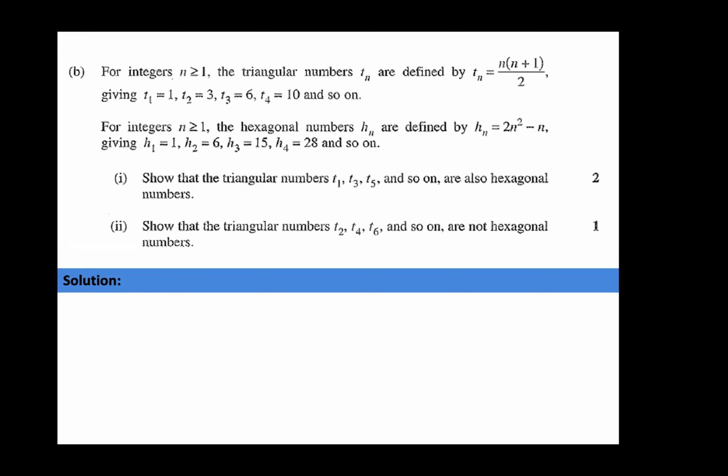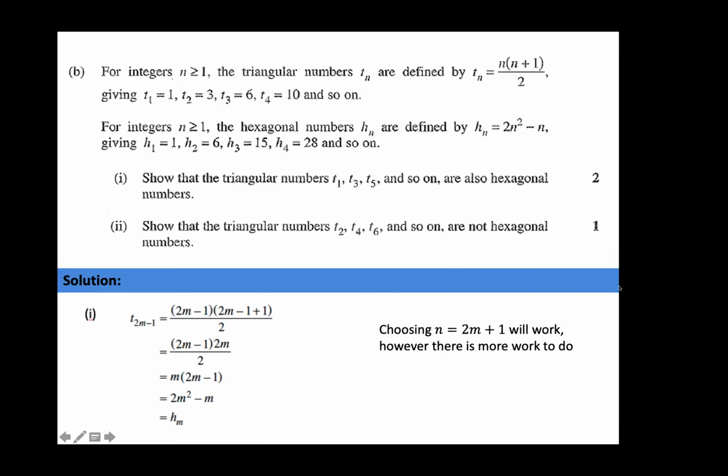For part B, we talked about triangular and hexagonal numbers. And in part 1, it was shown that the odd triangular numbers are also hexagonal numbers. In choosing an odd number, we either need to choose n equals 2m plus 1 or n equals 2m minus 1. What we found was by putting 2m minus 1 in, we ended up with the hexagonal number result fairly easily. However, if you choose n equals 2m plus 1, it will work, but there was more work to do. So therefore, the odd triangular numbers are hexagonal.